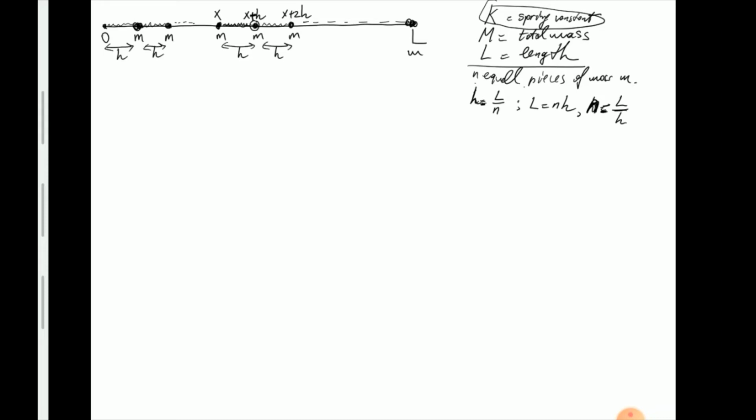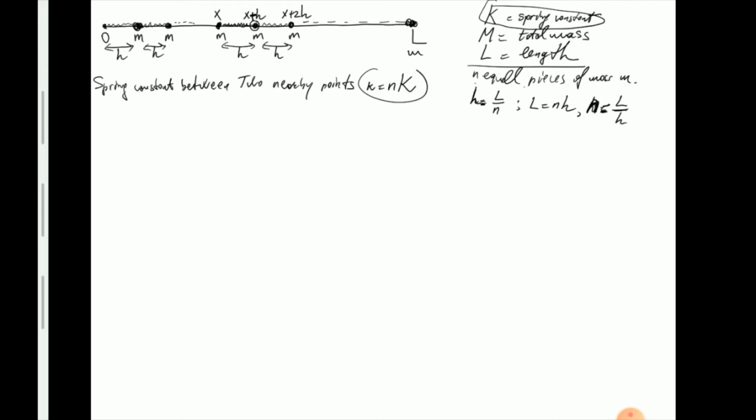It's going to be harder to stretch the spring if you pull it from two nearby points. So in fact, the spring constant between two nearby points, because you split this string into n pieces, is going to be little k, n times the big constant, so n times k.